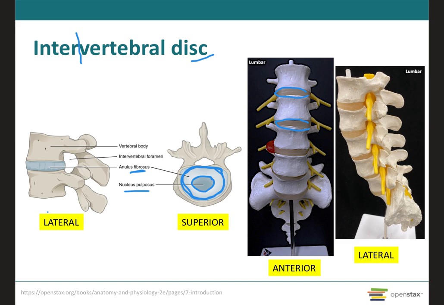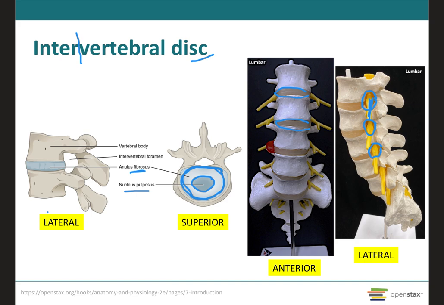Besides this, the intervertebral discs are also important because they will increase the space between one vertebrae and the other to allow for the spinal nerves to pass through them. And this opening between two vertebrae is called the intervertebral foramen. So foramen is a hole between vertebrae, intervertebral.